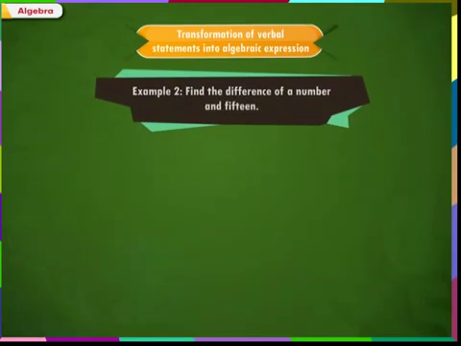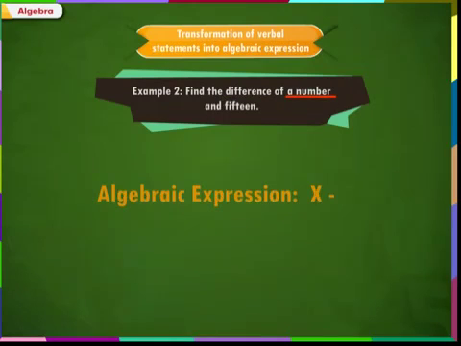Example 2. Find the difference of a number and 15. In this verbal statement, we see the word difference, which means subtraction. The next word that we see is a number, which we can consider as x. So we can write the algebraic expression as x minus 15.